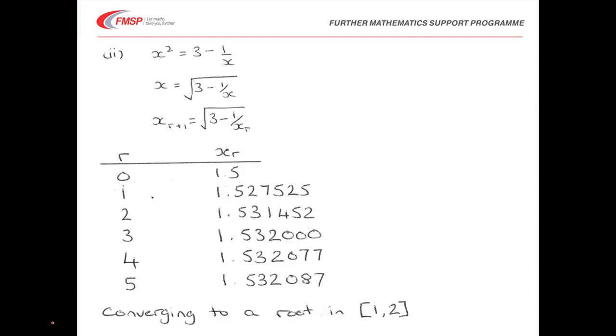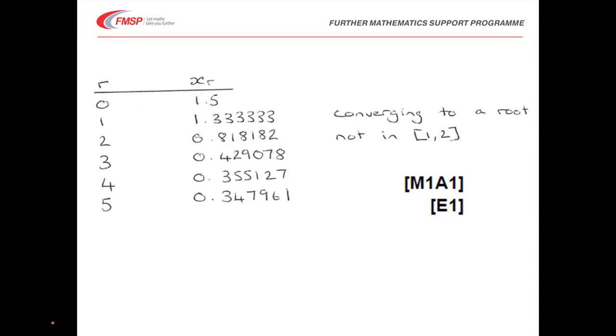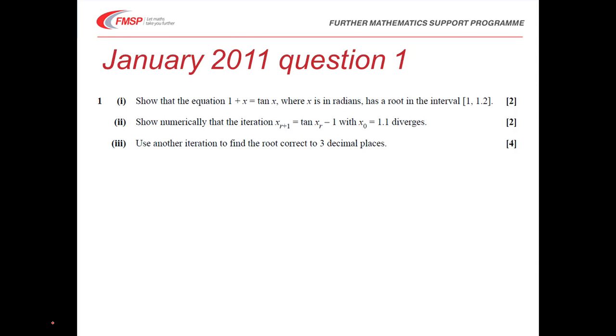Okay, so let's look at the marking for it. For the first bit, there's 1 method mark and 1 answer mark for looking for the sign change. That's a fairly usual marking scheme for confirming that the root is in that interval. Then 1 method mark for your iterations, an answer mark for getting some of that right, and then an explanation mark. The rearrangement for part 2 gives you 1 mark, and again 1 method, 1 answer for showing that it converges to a root in 1, 2. So that was quite a quick question.